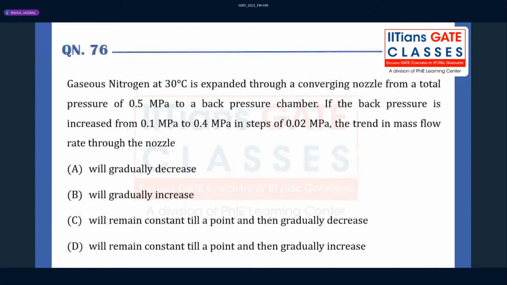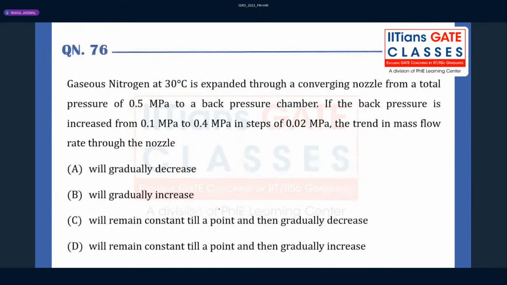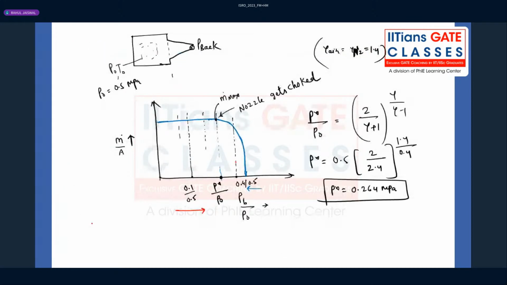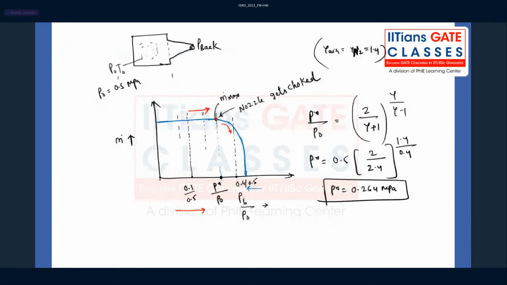Now read the problem. If the back pressure is increased from 0.1 to 0.4, what will the mass flow rate trend be? If I plot mass flow rate simply, not per unit area, the mass flow rate will remain constant up to the point of choking, then further it will reduce. So which option is correct? The mass flow rate remains constant till choking happens, and further it gradually decreases. Option C is correct. Make a note of it.